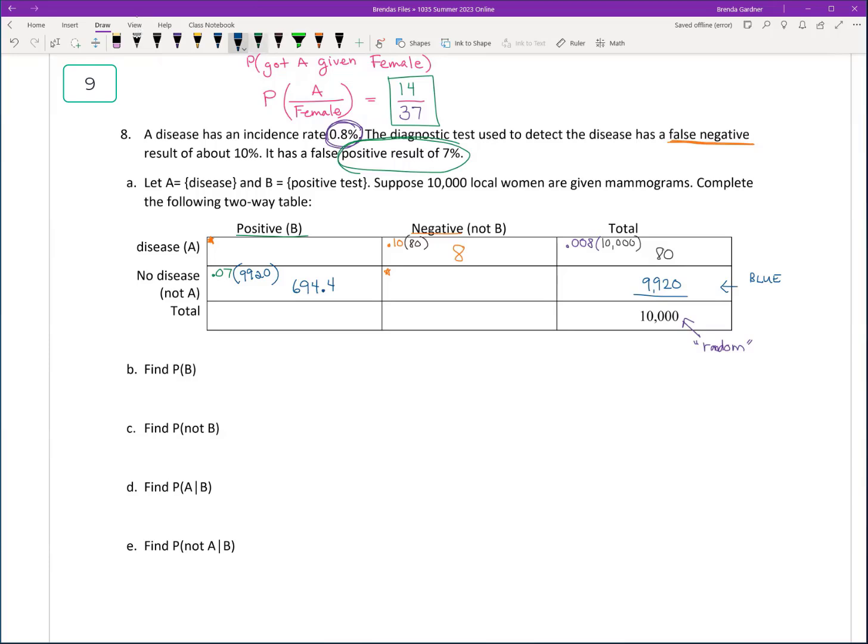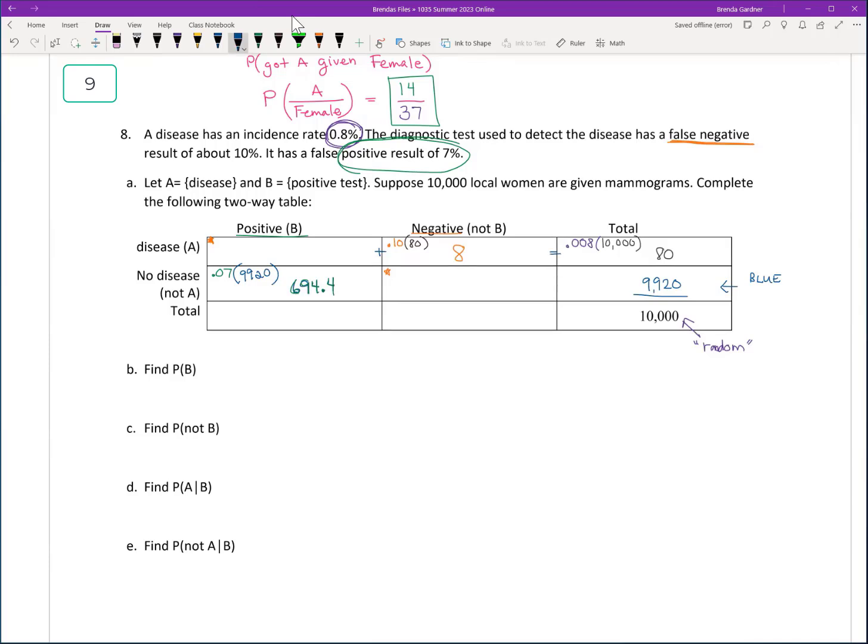The rest of these, I probably should have done that in green, but the rest of these can all be calculated by adding and subtracting. So I'm going to go to that blue color. If I add across, I should end up with 80.